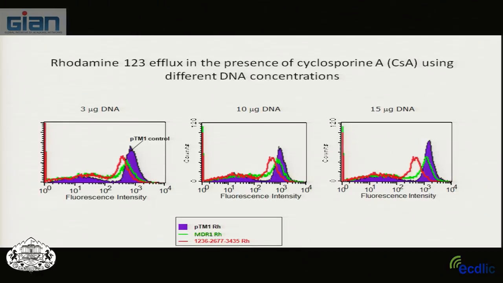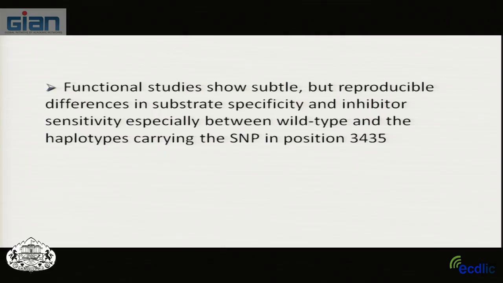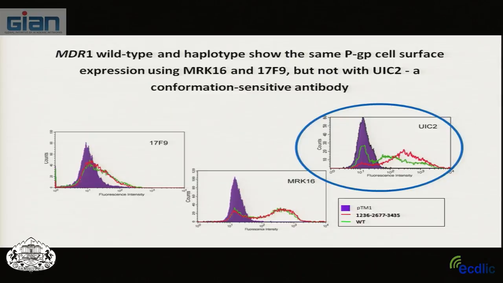So we did 3 microgram, 10 microgram, 15 microgram DNA. And as you can see, in all cases, you see the difference between the wild type and the haplotype. It still shows you the difference, suggesting that it's independent of the gene dosage. So this was the conclusion for this study: functional studies show subtle but reproducible differences in substrate specificity and inhibitor sensitivity, especially between wild type and the haplotype SNP position at 3435.